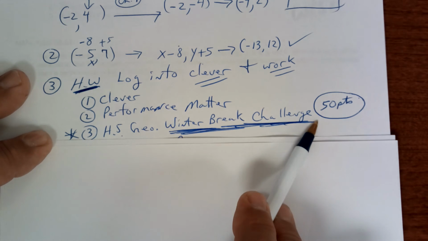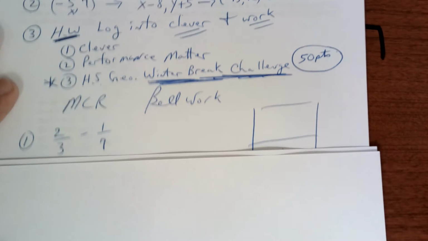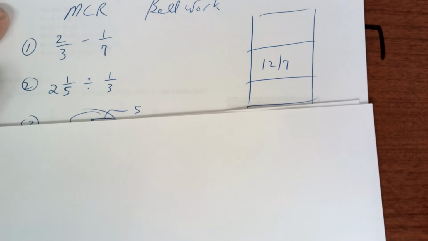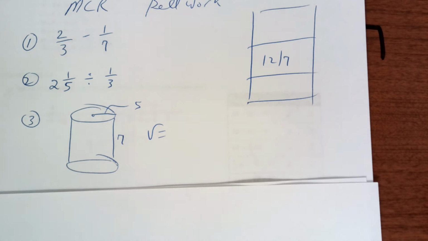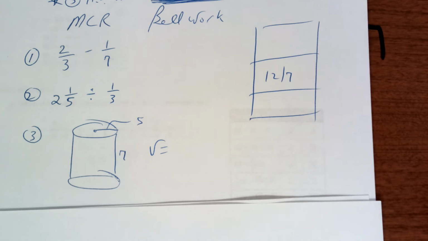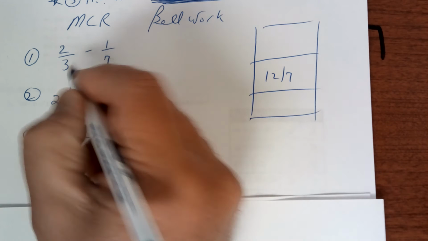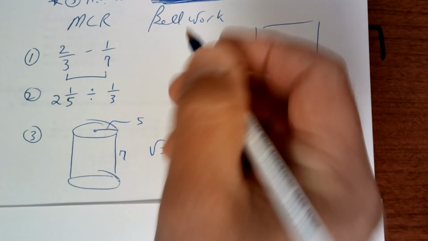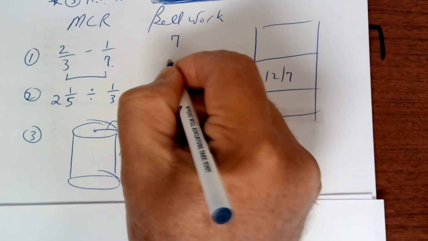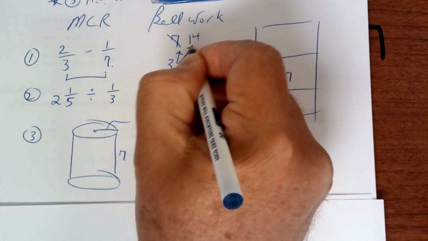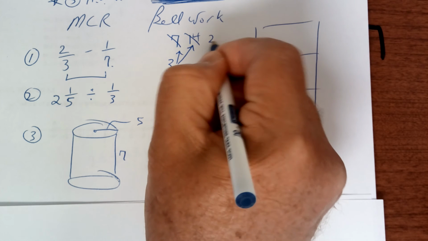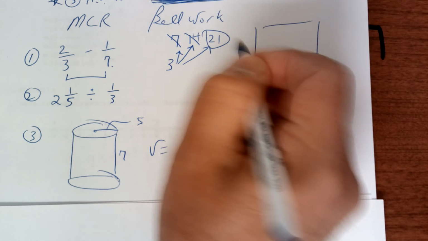All right, let's keep moving. On this one right here, MCR, let's switch over to MCR and let's work the bell work here. So on this right here, what you're going to do is subtract those fractions. Well, when you subtract, you need the same denominator. So remember, you take the biggest one, which is 7. Does 3 go into 7? No, double it. Does 3 go into 14? No, triple it. Does 3 go into 21? Yes.